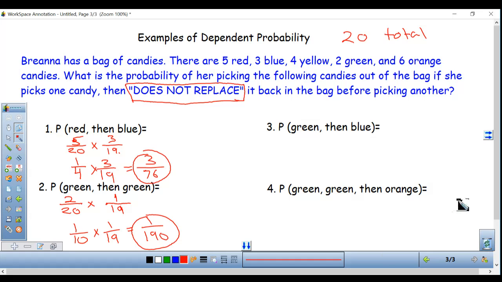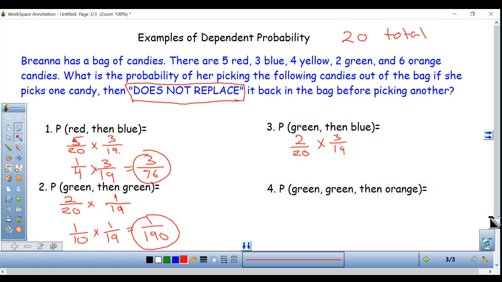Number 3 says the probability of grabbing a green then a blue. So green, my first one. There are 2 greens out of 20 total candies. And then a blue. Have I touched a blue yet? No. The first one I grabbed was green. So all the blues are still in the bag, but I did take a green one out and I did not replace it. So there are 19 total candies.